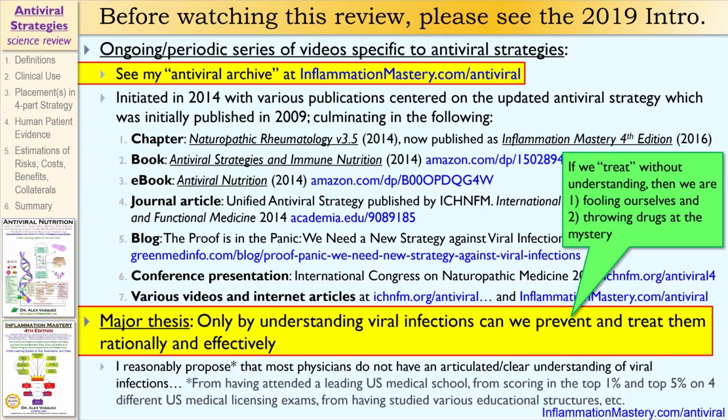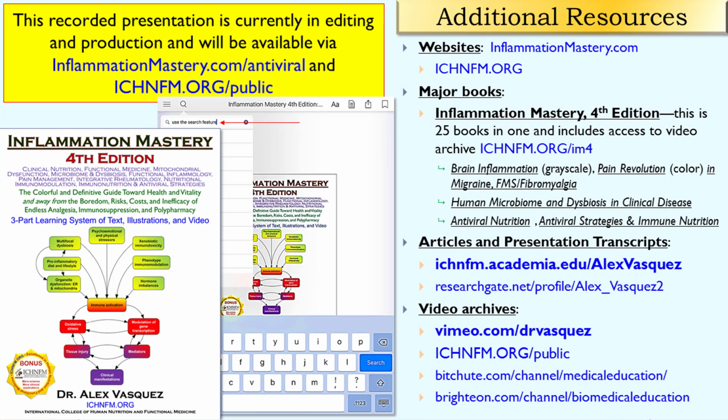My major thesis presented in this work is that only by understanding viral infections can we prevent and treat them rationally and effectively. If we treat without understanding, then we're just fooling ourselves, and we're mostly throwing drugs at a mystery.